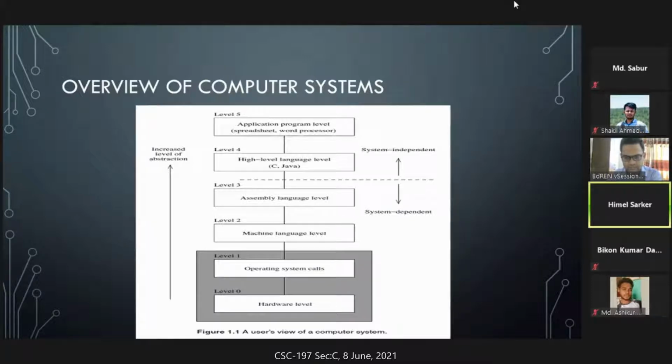This shows the user-friendly applications we use, while the system dependent part is level 0 to level 3. Level 0 is the hardware level of our system, and in level 1 we are running our OS. Level 2 is the machine language level, where we compile or use an interpreter, and level 3 is the assembly language level. So these are system dependent. This is the overview of a computer system.